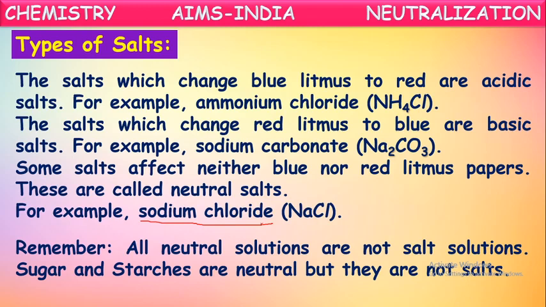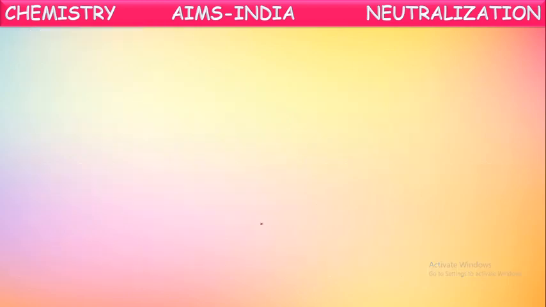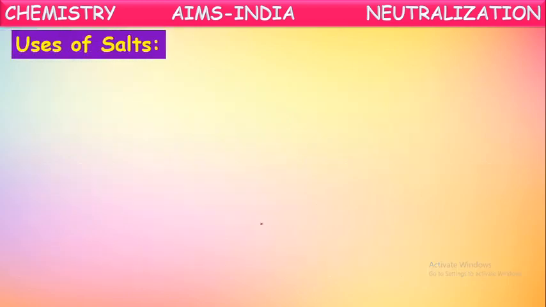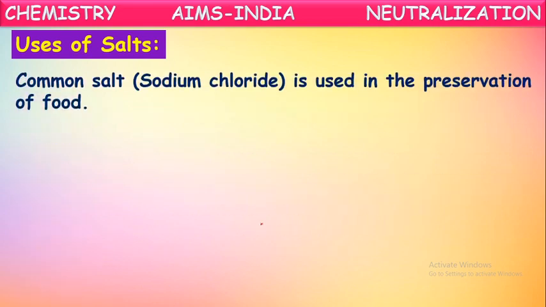Okay, now based upon this neutralization and the salts, let us have a small assessment. Oh, uses of salts are here. Sorry, where we use these salts. We know common salt, which is chemically sodium chloride, is used in the preservation of food, and we take it in many food items for taste. It is one of the uses.